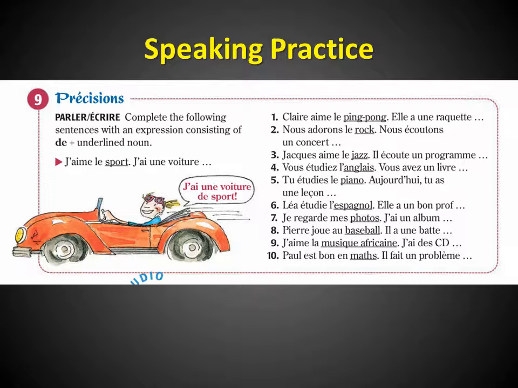They're saying I like sports, or I like being sporty. I have a car, dot, dot, dot, and you want to say, I have a sports car, and that is j'ai une voiture de sport. So you're writing out the sentence j'ai une voiture de sport. Let's do number one together. Claire aime le ping-pong. Elle a une raquette. So what kind of racket does she have? So you need to write out elle a une raquette de ping-pong. Okay, so you can pause the video here and do 2 through 10.